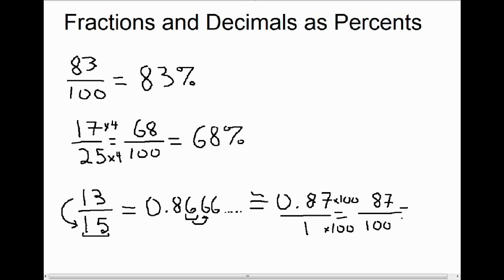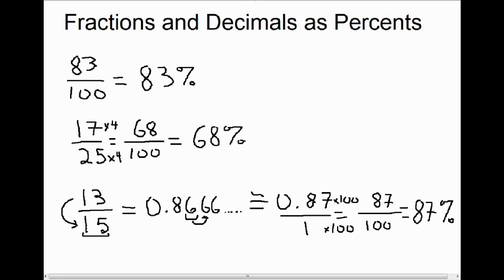And again, that was rounded. It was actually 86.66666, but we'll round it to the nearest percent. And now that we have that out of 100, well, the word percent literally means out of 100. So another way to write 87 out of 100 is 87%.